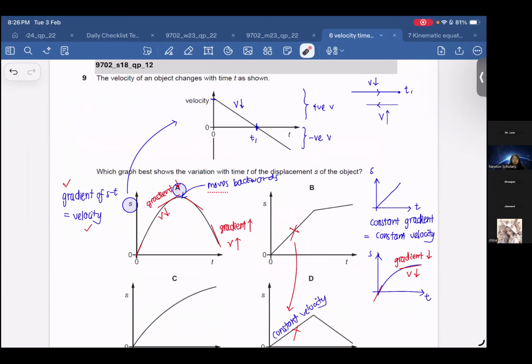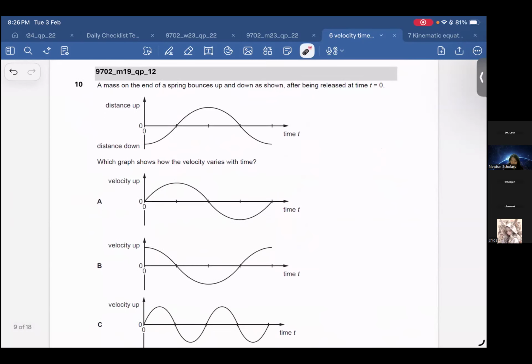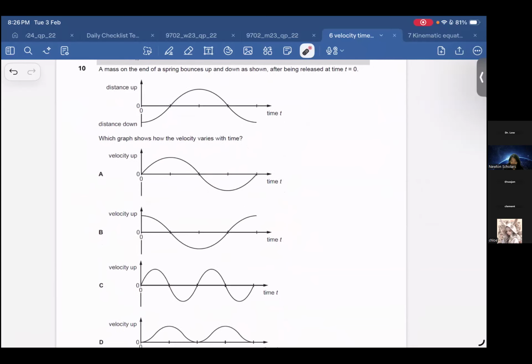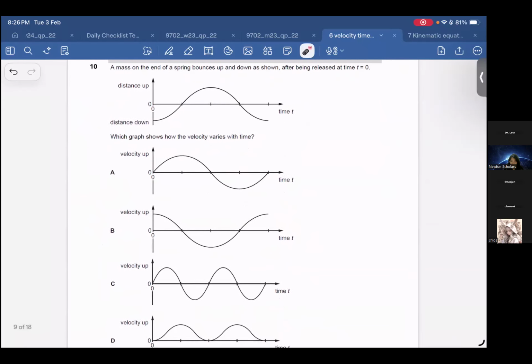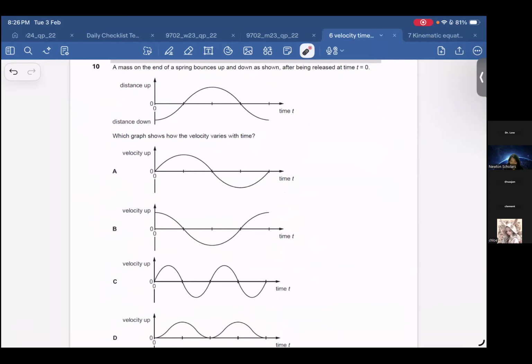Okay, so there we go to your number 10. Question number 10 here. A mass on the end of the spring will bounce up and down. This one is at the bottom position. Which graph shows how the velocity varies with time? Okay, try.